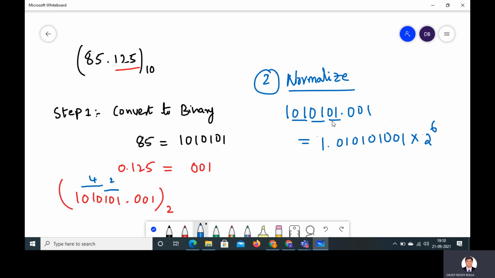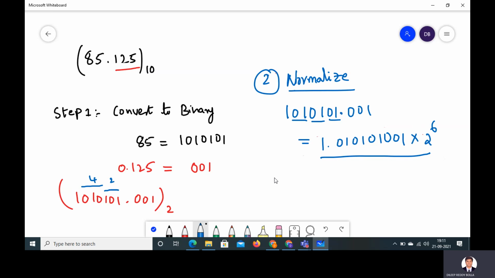which means we have moved the decimal point 6 locations to the other side, so we are multiplying by 2 power 6. What if you have 2 more numbers here, it will become 2 power 8, like that. So this way we are going to normalize this. This is called normalization, right?